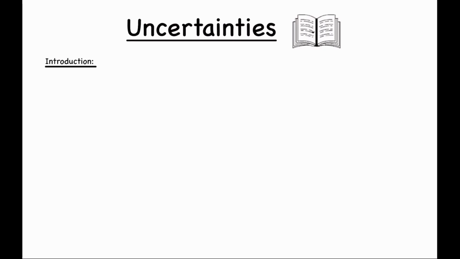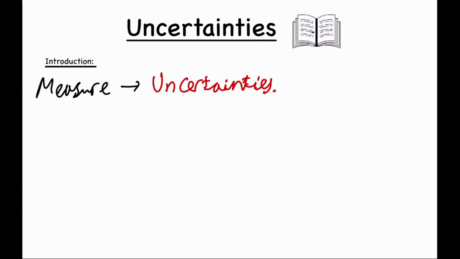Hello, and today we're going through uncertainties and their errors for A-level physics. So let's get started. First, let's introduce what uncertainties are. When you measure something, there's always uncertainties in your values, and this is caused by experimental errors.